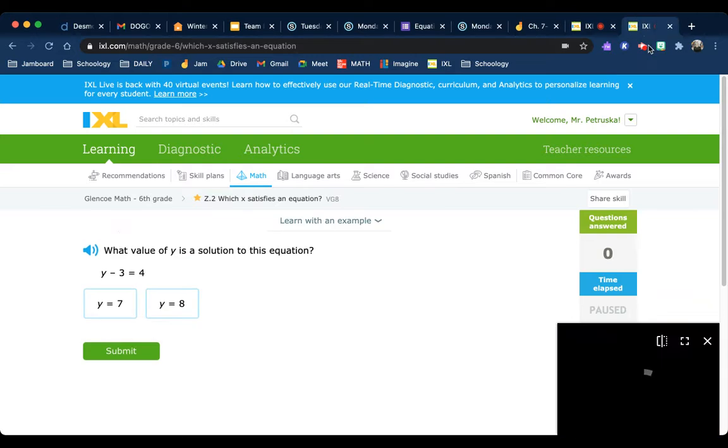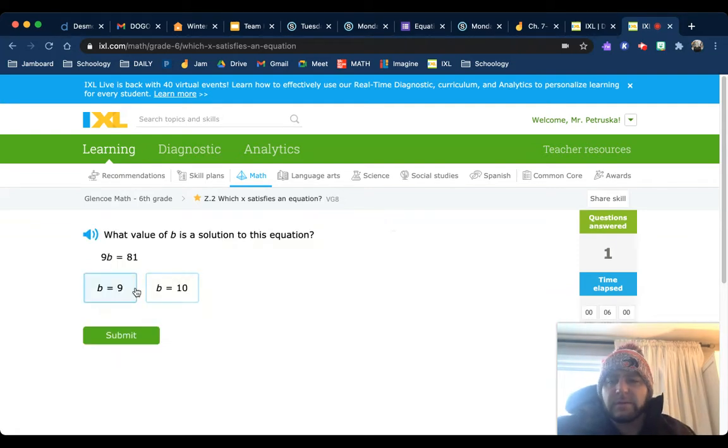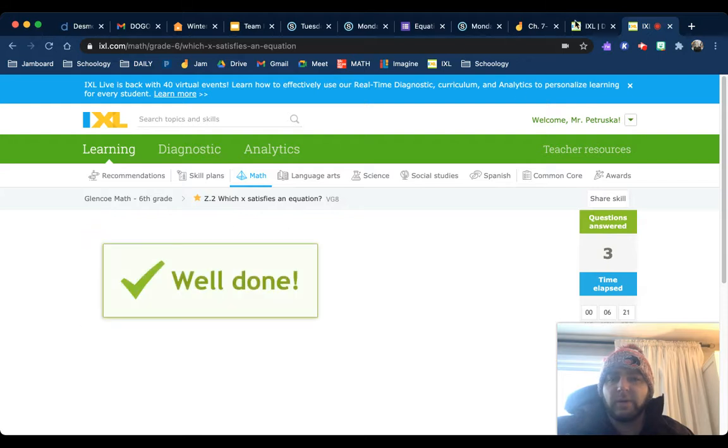Now, if I go over to the other IXL assignment, what value of y is a solution to this equation? So you have to figure, does 7 minus 3 equal 4, or does 8 minus 3 equal 4? I think 7 minus 3 equals 4. Maybe I'm going to write it down on paper. Maybe I'm going to use a calculator. Put y equals 7. Correct. 9 times what equals 81? Because the opposite of multiplying here is dividing. So you could just say 81 divided by 9. Well, that's 9. 64 divided by 8 is 8. And you can continue on with that.